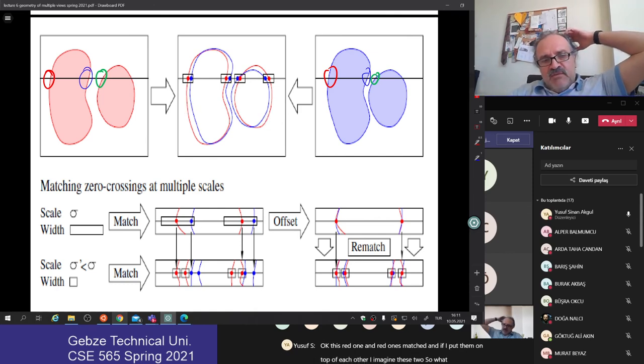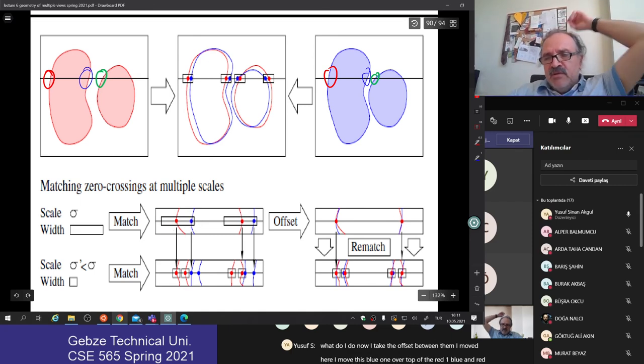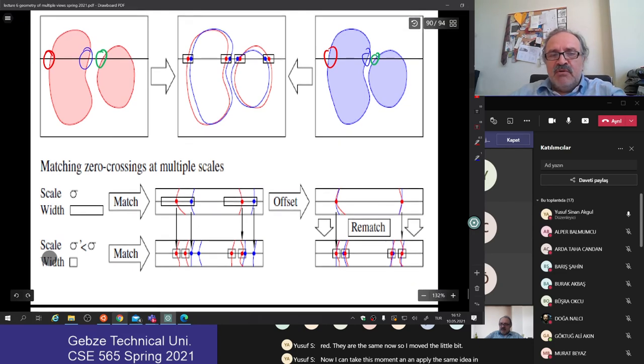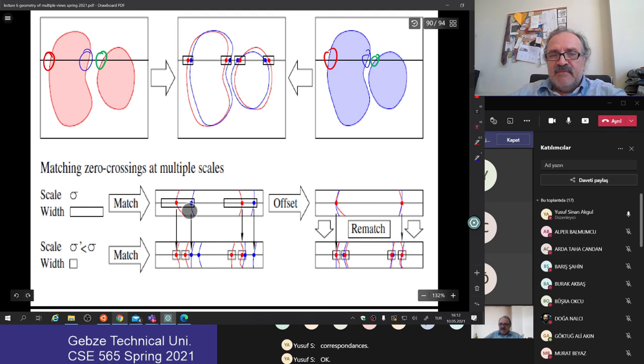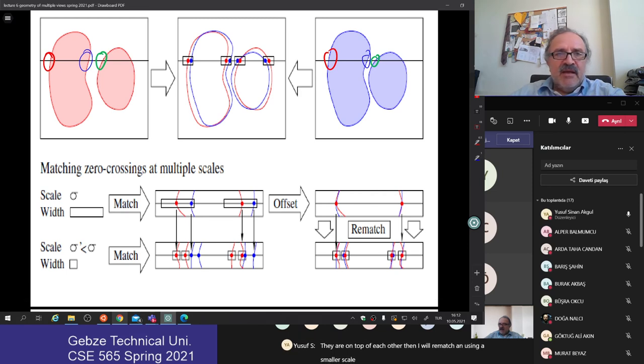So what do I do now? I take the offset between them. I move this blue one over top of the red one. Blue and red, they are the same now. So I move them a little bit. Now I can take this movement and apply the same idea in the smaller, finer level scale. Now I have taken the offset of the large scale correspondences. I can apply the same idea to finer scale correspondences. So I take the offset, they are on top of each other, then I will rematch using a smaller scale sigma, and I continue this.